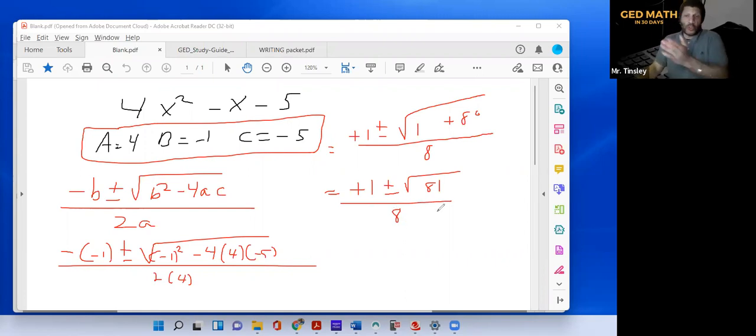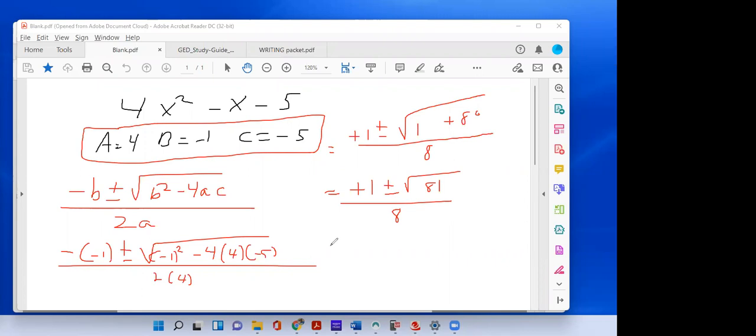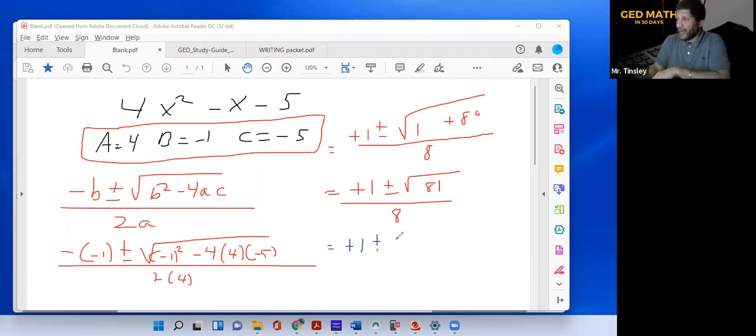Then we know the square root of 81. Can anybody tell me what's the square root of 81? 9. So we got +1 plus or minus 9 over 8. Remember, or if you didn't know, this plus or minus means you have 2 different solutions. So you're going to have 1 plus 9 over 8, and you're going to have 1 minus 9 over 8. So 1 plus 9 is 10 over 8.